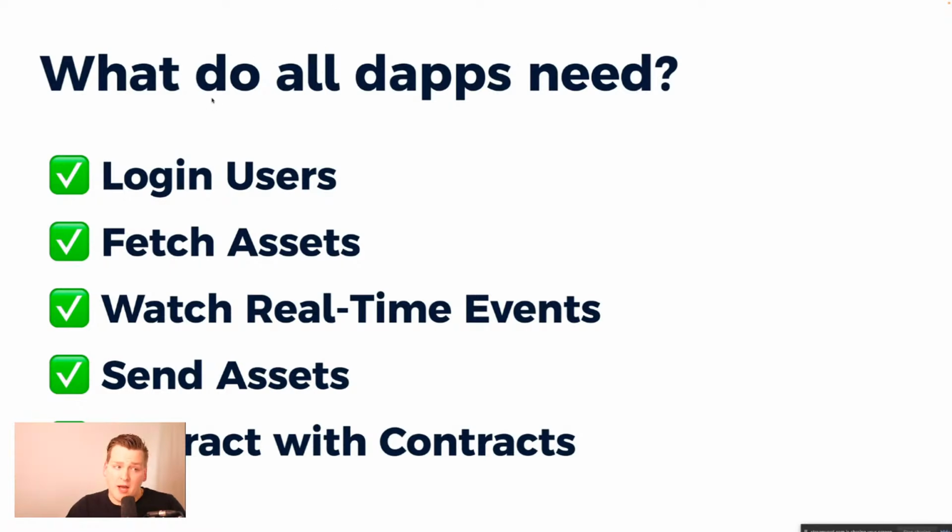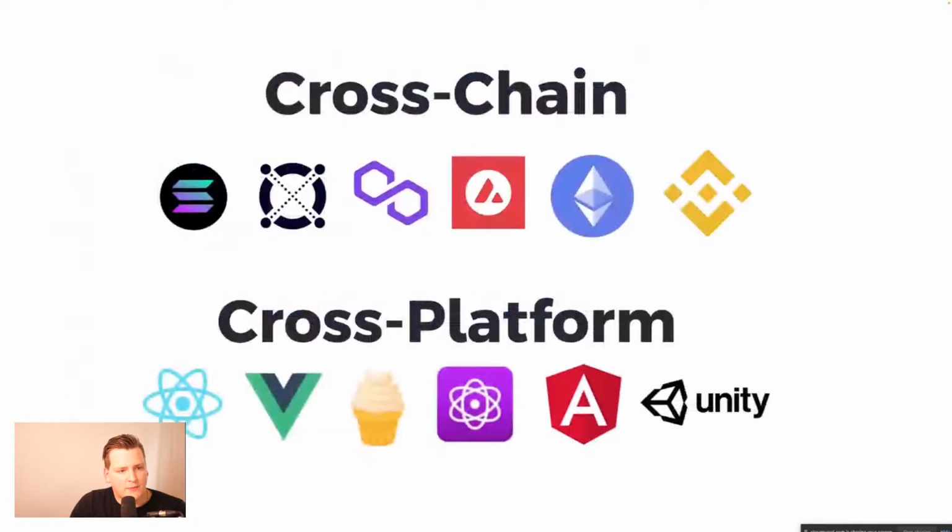And if you think about all dApps, no matter the blockchain, whether it is EVM, Ethereum, Solana, Elrond, Polkadot, whatever, they all need this. So why should it be different? Why do you need to learn different interfaces when you just need the same thing, no matter the different chains? So that's why it's so important.